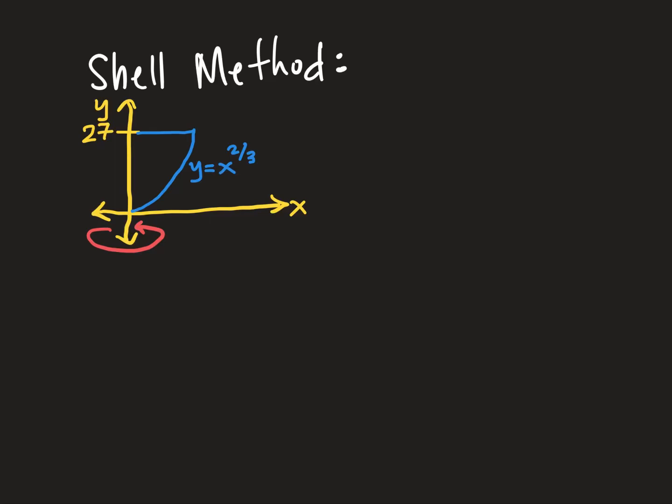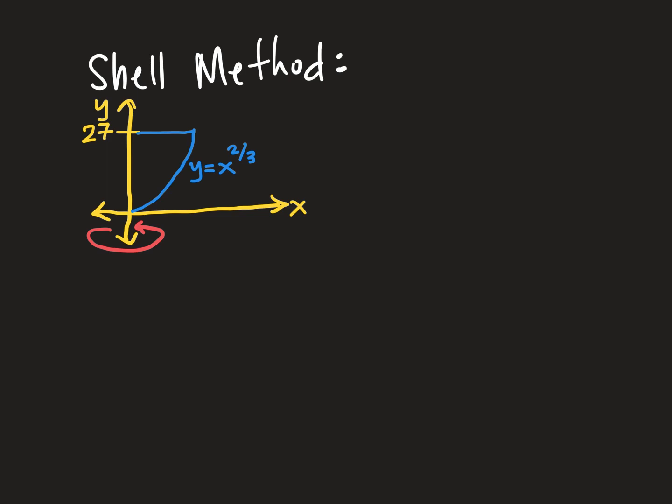Okay, so we want to use the shell method to calculate the volume of our blue region here, rotated about the y-axis. I'm just going to talk through this process the way I'm used to thinking about it, and hopefully you'll find this helpful. First up, for the shell method, I want to draw myself a typical rectangle inside that region.